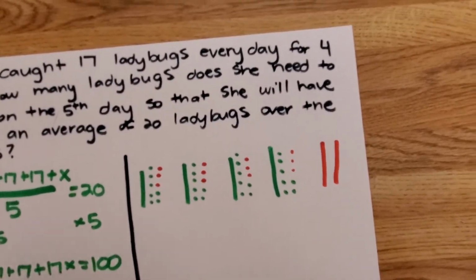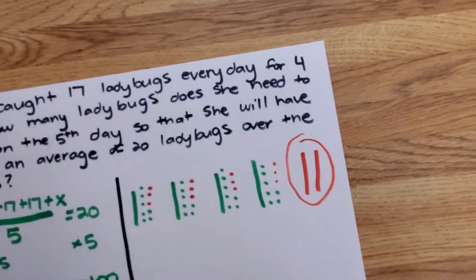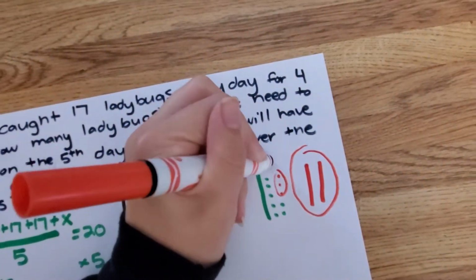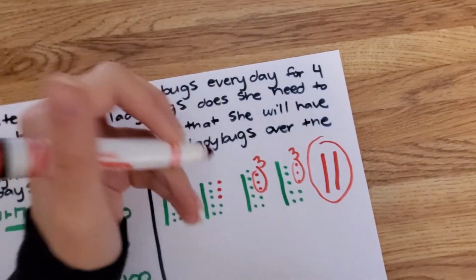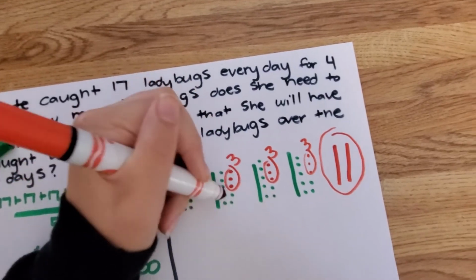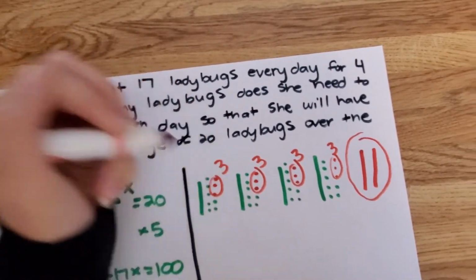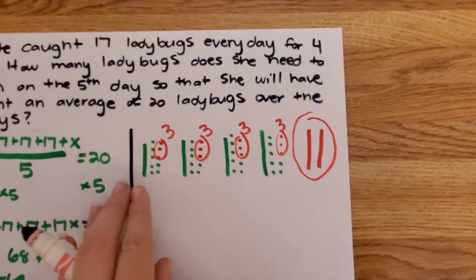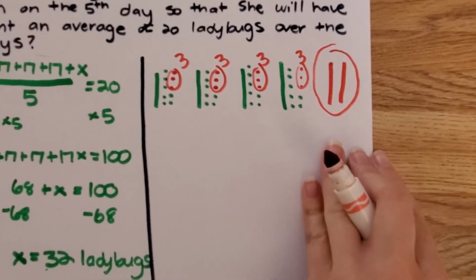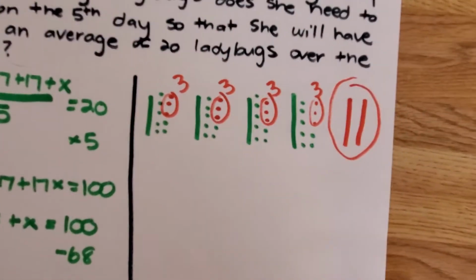So now we have to count up all the red ones to see how many we need on that 5th day. So on that 5th day, we need at least 20 because it looks like we have 20 there. We need 3 more here because it looks like we have 20 there now. 3 more here. 3 more here. And 3 more here. So these are all of the ones we need to catch on the 5th day to make it look like we have an even 20, or an average of 20 on each of the 5 days.